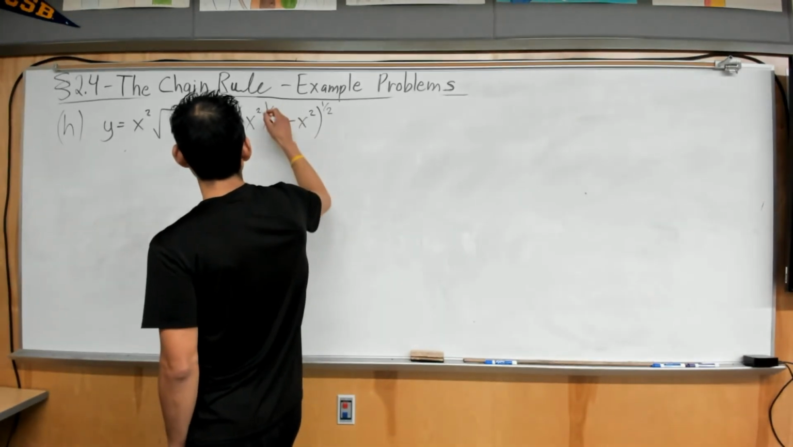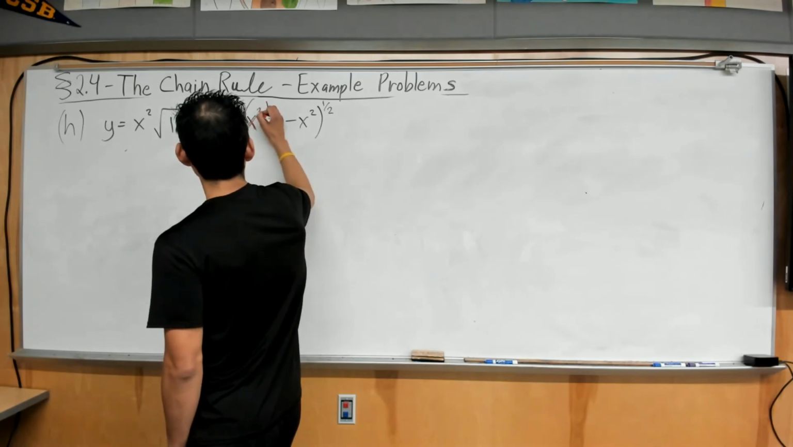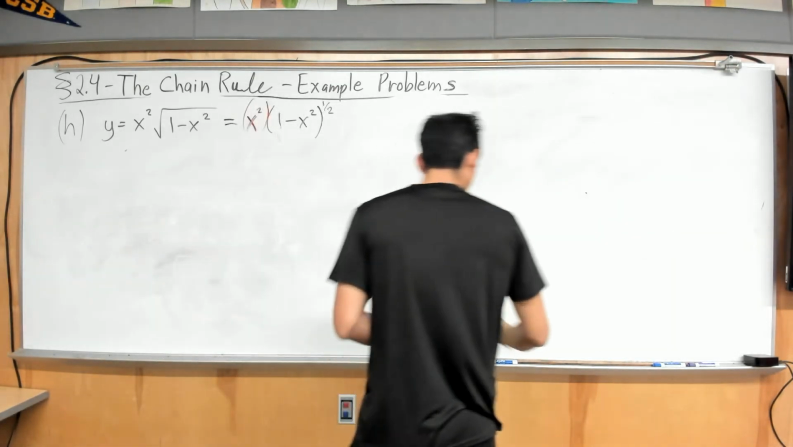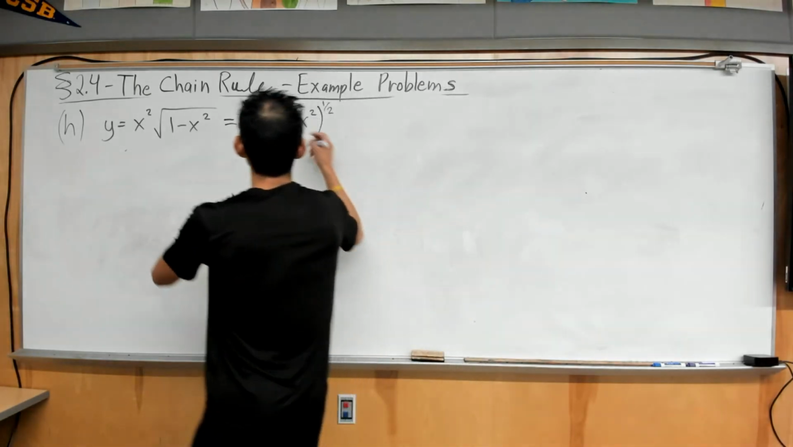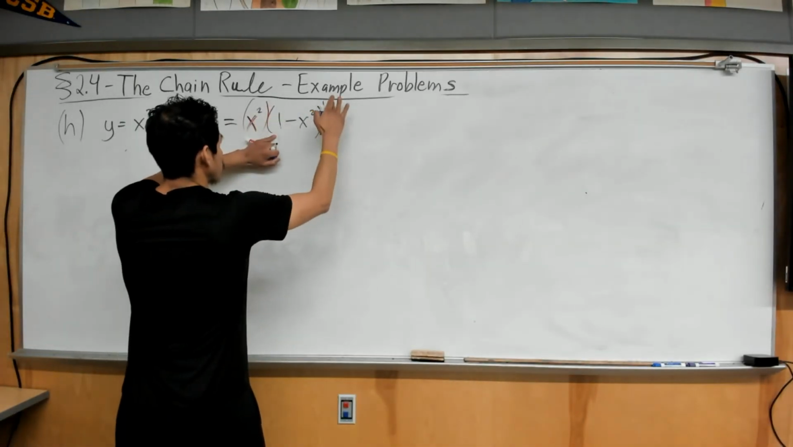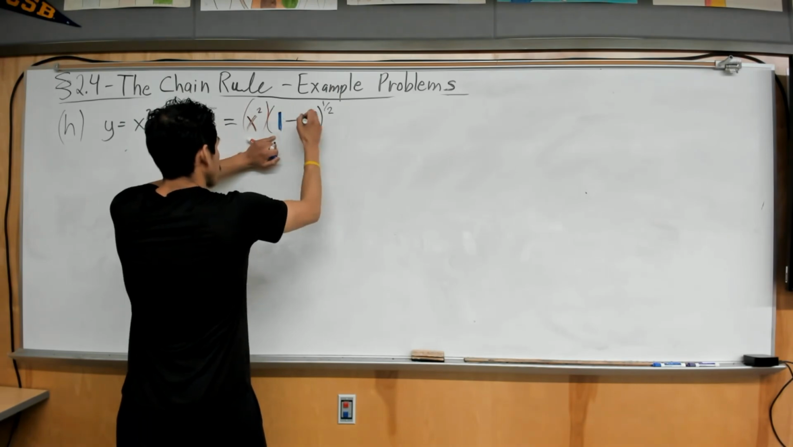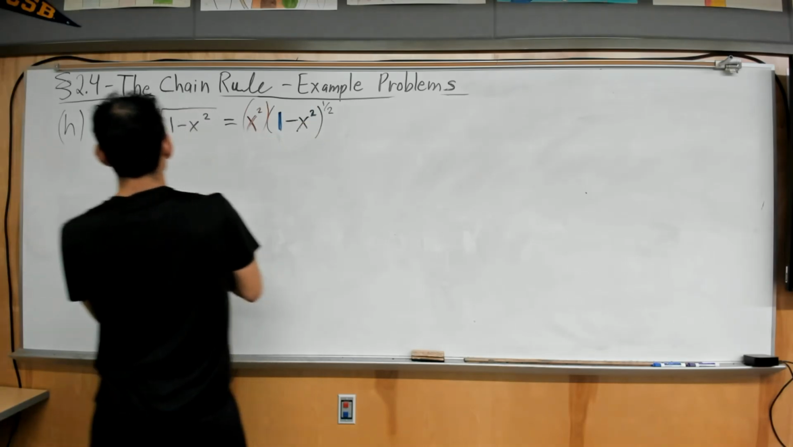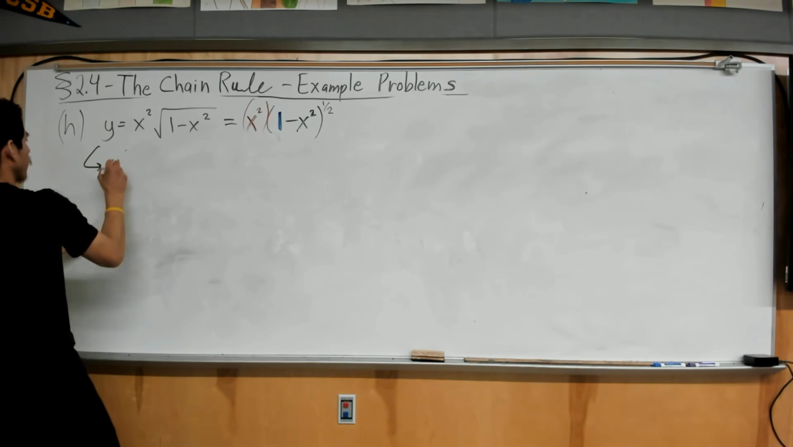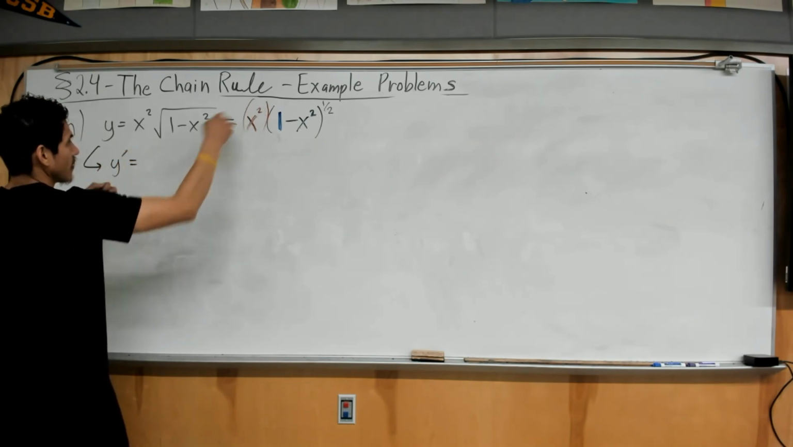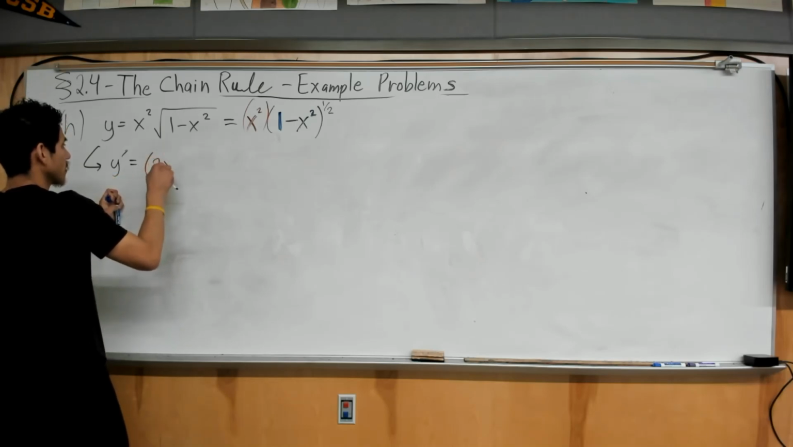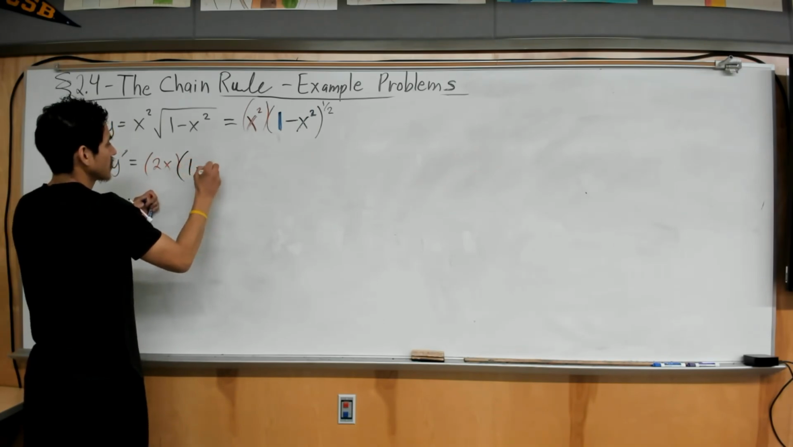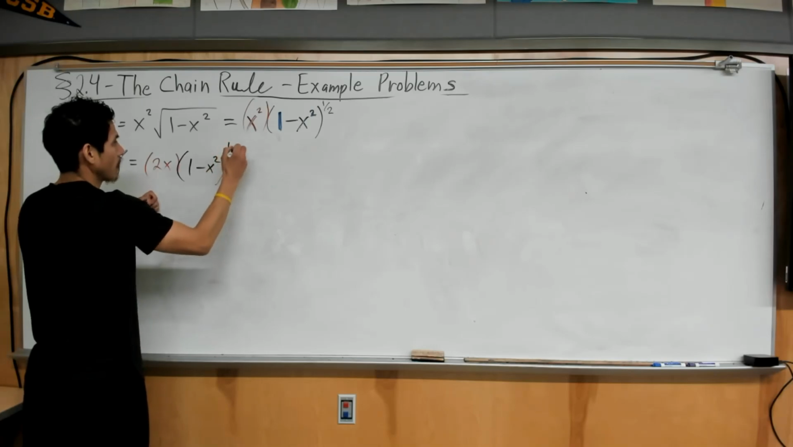So 3 colors. We have this right here in red, and this is our other function, the square root function, and the blue function on the inside. We got 3 functions here. So if we want to take the derivative, y prime equals the derivative of x squared, 2x. Leave all this stuff as is, because we're using the product rule right now.